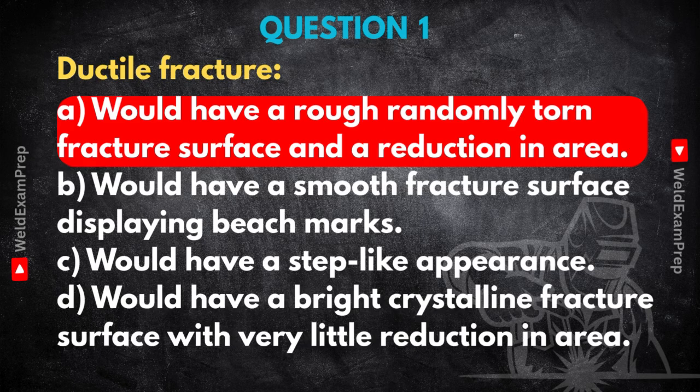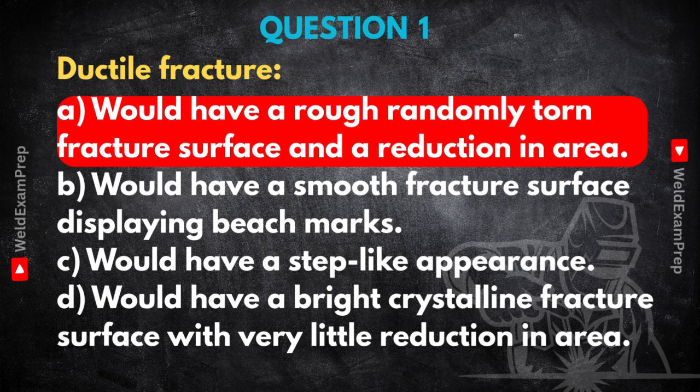And just quickly on the others, to show the contrast. Option B, smooth surface with beach marks, that's classic fatigue failure, cyclic loading. Option C, the step-like look, might suggest brittle modes like cleavage, or maybe specific stress states. And D, bright, crystalline, very little reduction in area, that's your textbook brittle fracture. Minimum plastic deformation, the crack just zips through. Understanding these differences is crucial for diagnosing failures in the real world, tracing back to the cause. That distinction, the warning versus the sudden snap, is huge for diagnosis. It really shows how visual inspection plus knowing the why of the failure mechanism is key.